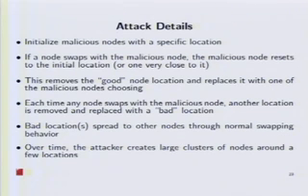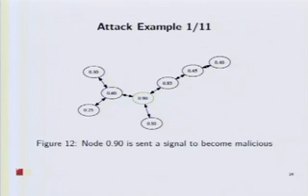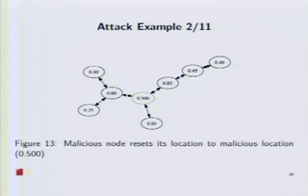Locations also can spread between non-malicious nodes just through the regular swapping protocol. And after enough time, we found that even few attackers can create large storage problems and clusters around certain bad locations. So here's our example network again, this time showing the attack. So in this network, we tell 0.90 to go bad.